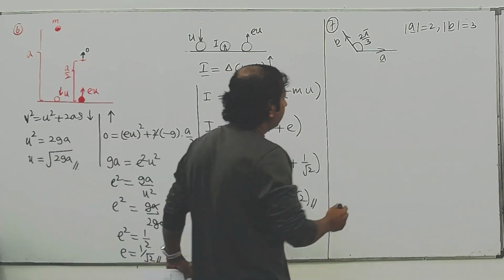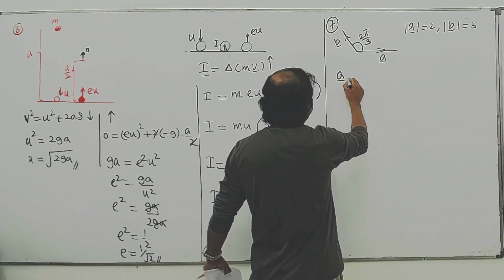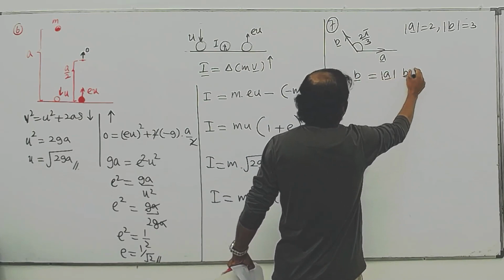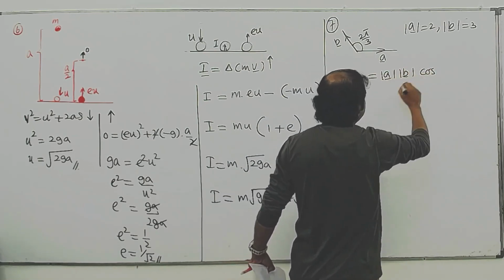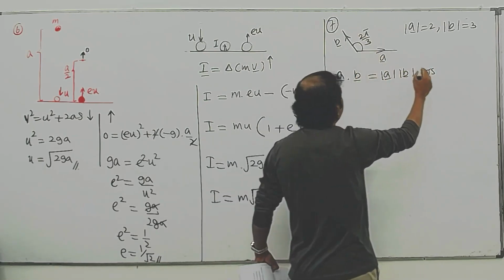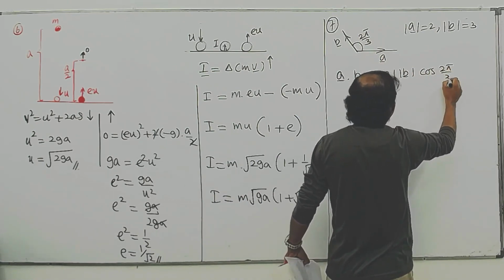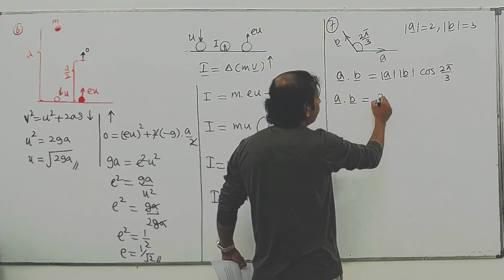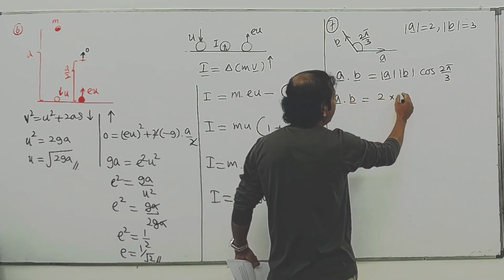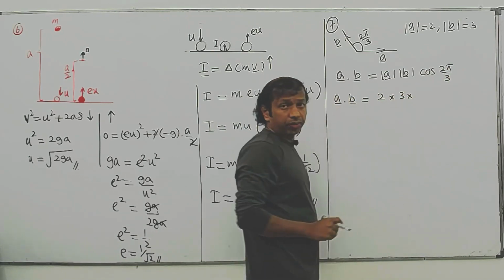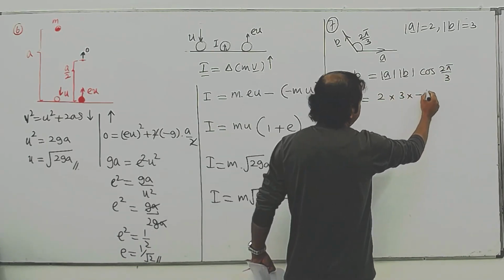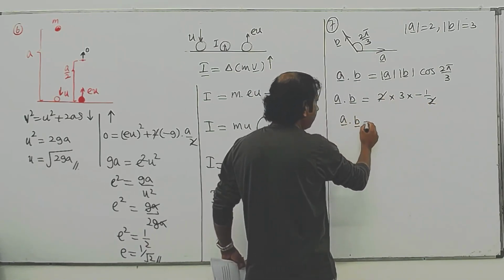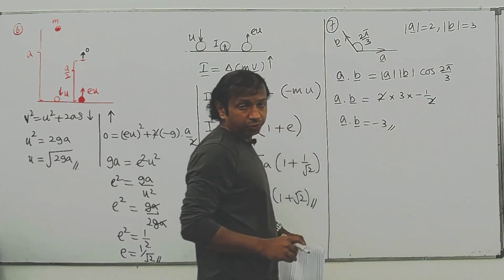A dot B, people. Tell me how to write A dot B. Modulus of A, modulus of B, cos of the angle between the two vectors A and B, 2 pi by 3. A dot B is equal to mod A, which is 2, multiplied by mod B, which is 3, cos 120 which is minus half, no? The 2 and 2 you can cancel down. A dot B is equal to minus 3. Correct.